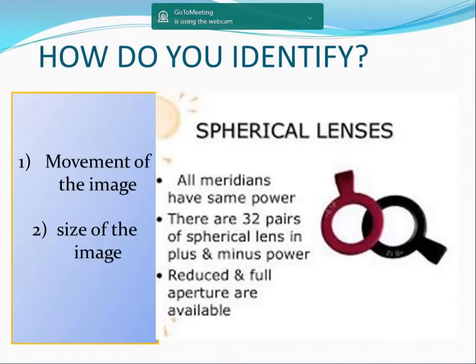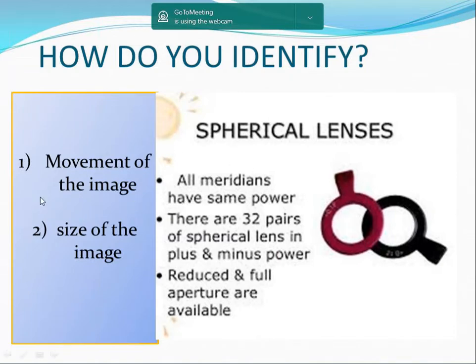Next comes the most important part. In the exam, what they will do is they'll just throw some lenses at you and ask you to recognize those lenses. So you will have to recognize whether they are spherical or cylindrical lenses, whether they are concave or convex lenses. So that is what I'll be telling you now.